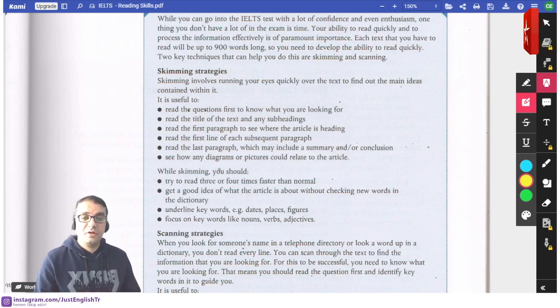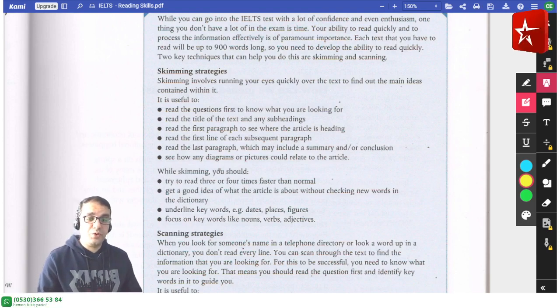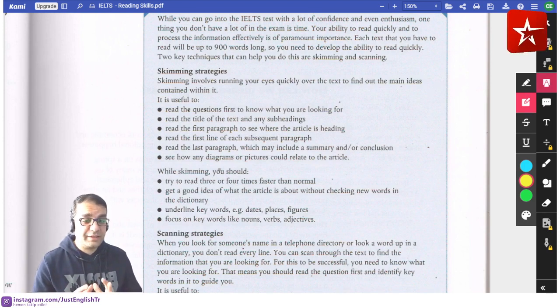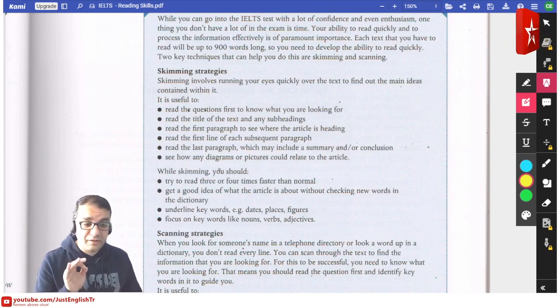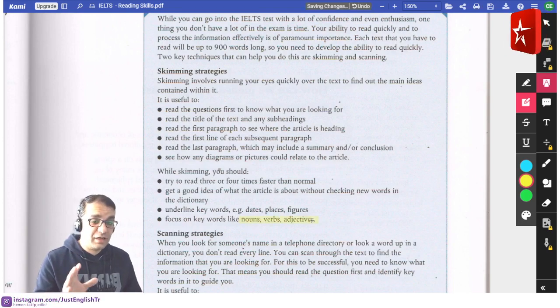So, understanding the keywords, dates, places, and figures is very important here. Focus on keywords like nouns, verbs, and adjectives. That's the most important part. Find the keywords, which are usually nouns or verbs or adjectives. That's what I mean here in yellow.